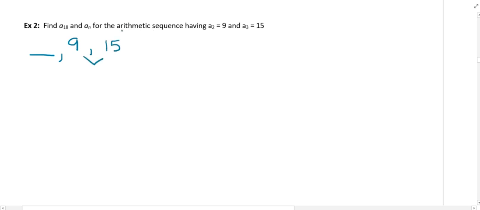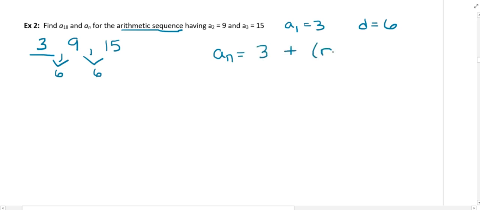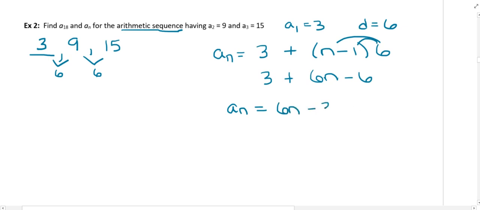Because it's telling me it's arithmetic, I know it's just going to be a common difference. I added 6. So if I added 6, well, what plus 6 would give me 9? So that first term there is going to be 3. That's going to be my a sub 1. And then we found that difference, which was 6. So then we can go ahead and plug that in to find our a sub n. So we can say a sub n equals our a sub 1, 3, plus (n minus 1) times 6. And then we'll work that out. So 3 plus 6n minus 6. So it's going to be a sub n equals 6n minus 3.